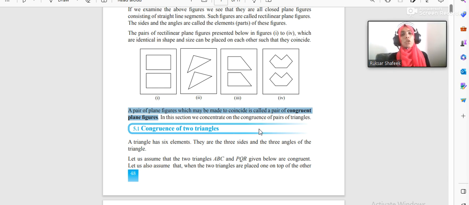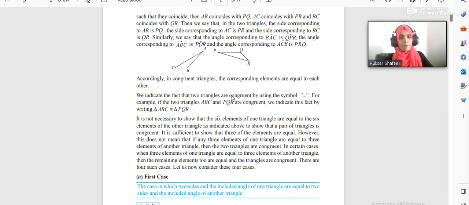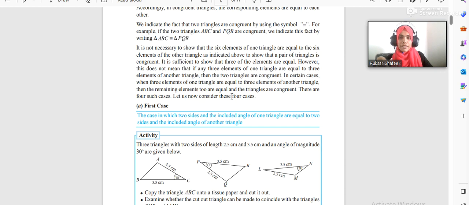Now, congruency of two triangles will actually form the basis of the proving questions. When you look at the O-level past papers, they have a lot of questions with proving, at least a minimum of 2 questions. The base of the question itself starts with this congruency. So that is why it's important for you to understand what congruency is and what the cases of congruency are. We're going to learn about 4 cases in this chapter.